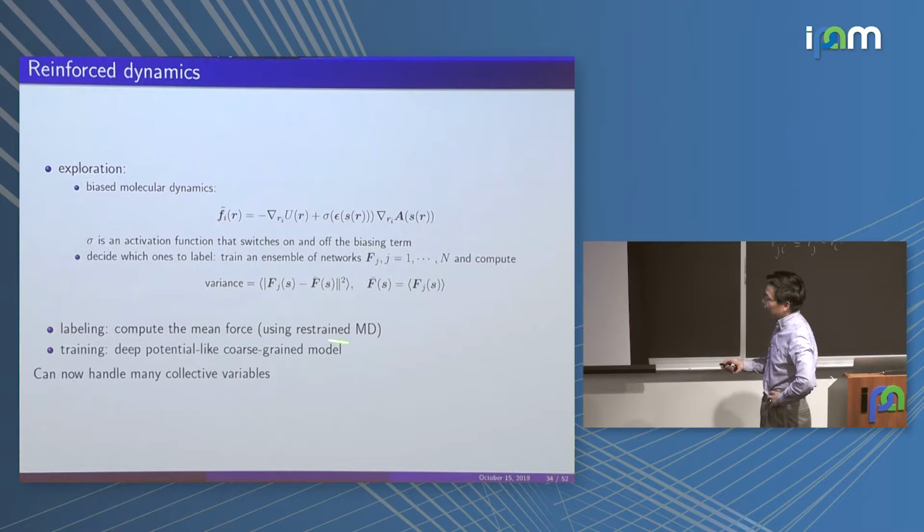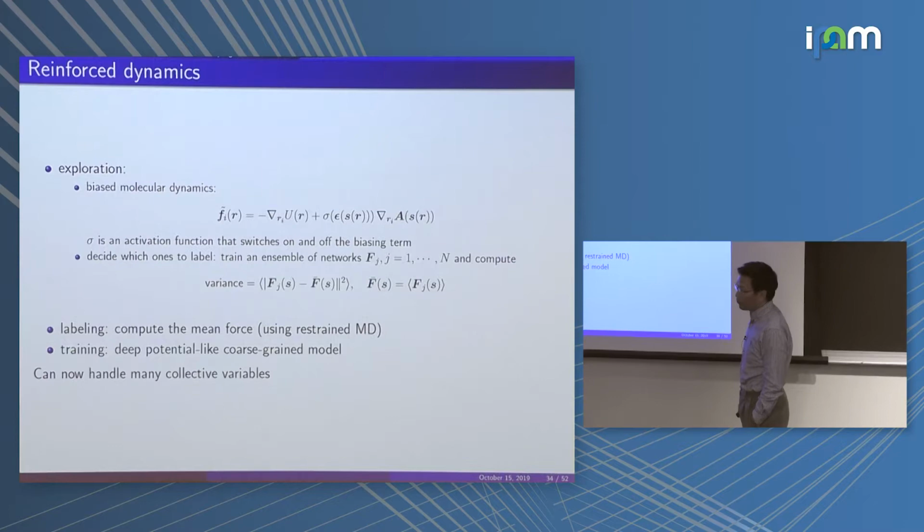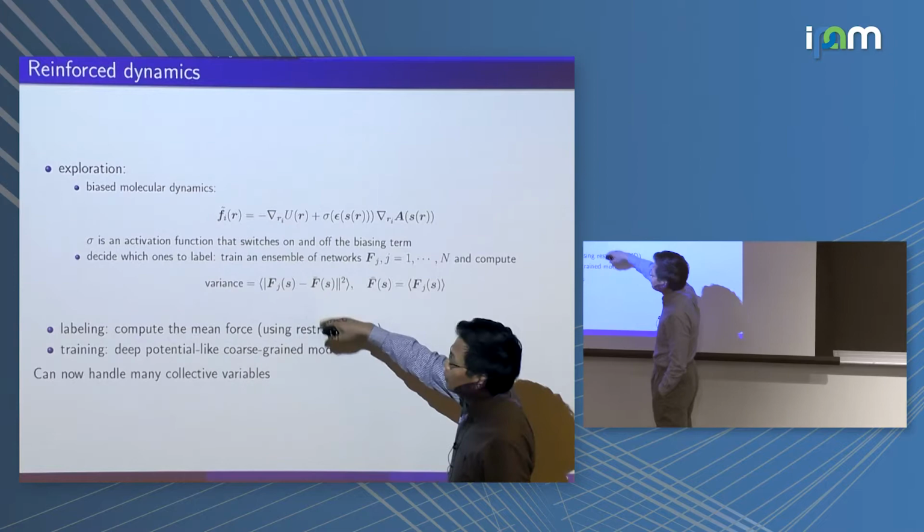Yes? So when you compute the variance here, some of the data will be coming from biased sampling, right? When the activation function has been switched on. Are you going to reweight the variance to take that into account? Pardon me? The variance, no. The variance is just whatever you've computed. But it is being computed under the effect of a biased ensemble. Yeah.